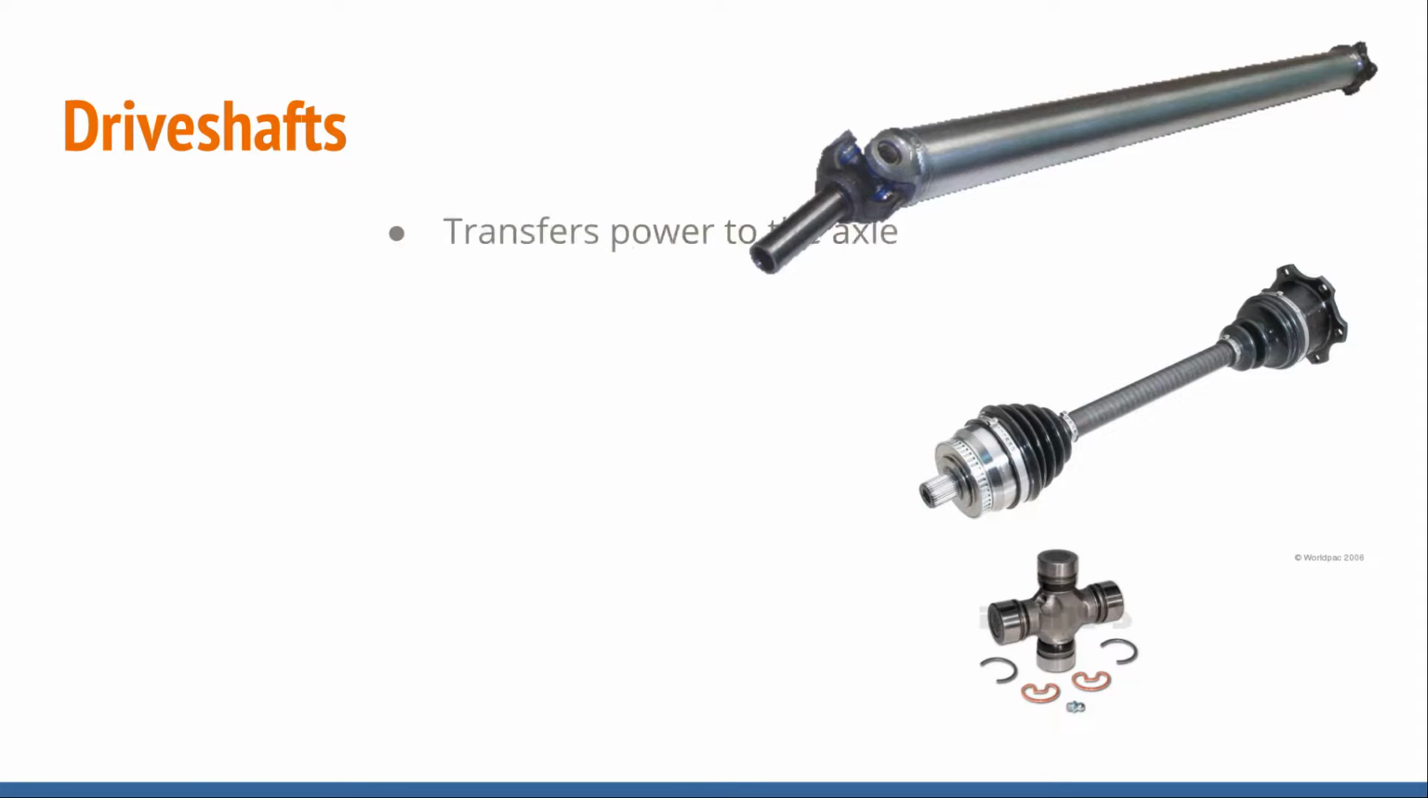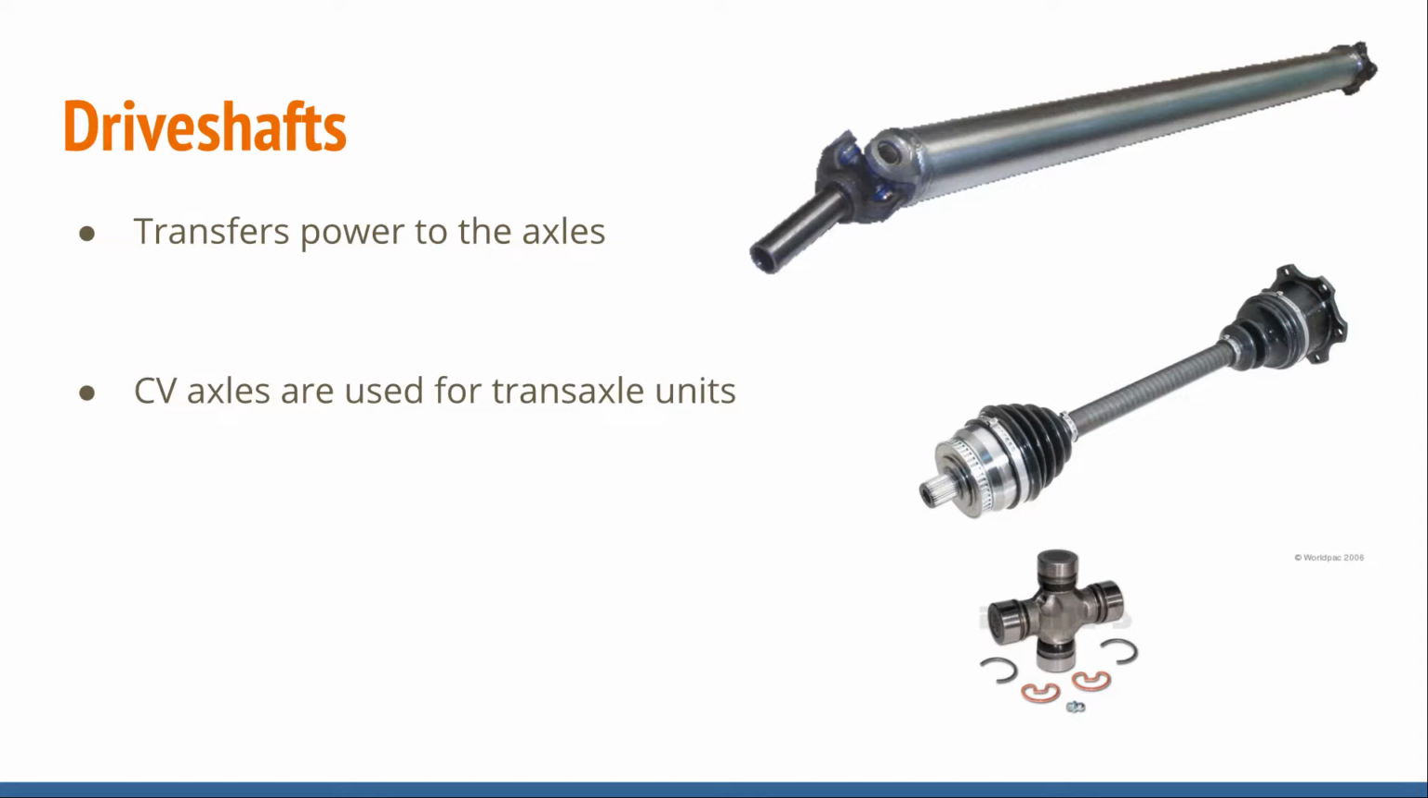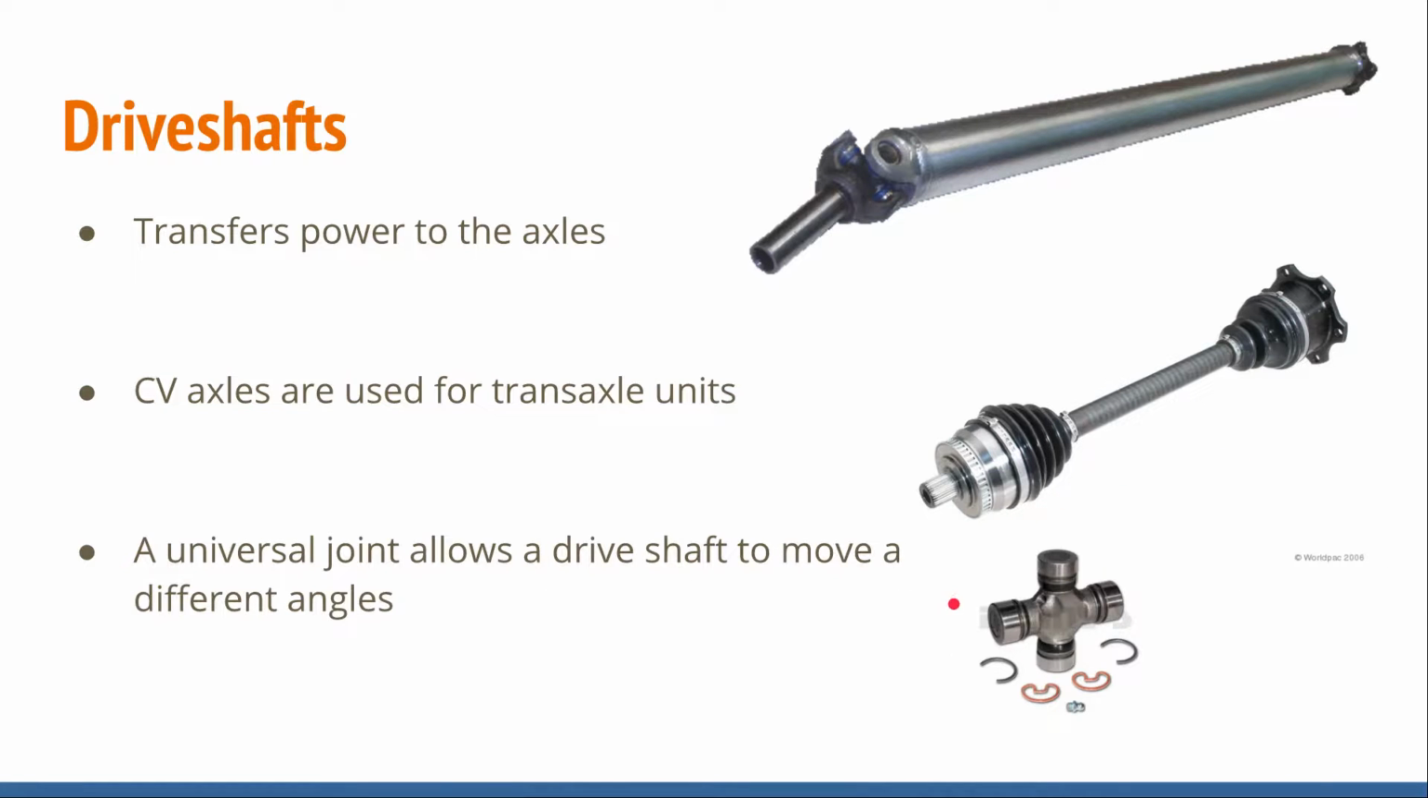Drive shafts. Drive shafts are the piece that transfers the power to the axles. CV axles are used for transaxle units. So this is going to be a rear-wheel drive application. This is going to be a front-wheel drive application. A universal joint, or U-joint, allows the drive shaft to move at different angles. So right here, you have a U-joint. That's what it looks like removed. And again, CV axles. So that thing can be at different angles. It can be bent. It just allows power to get transferred through the shaft at different angles.